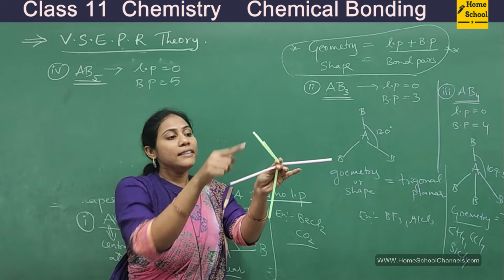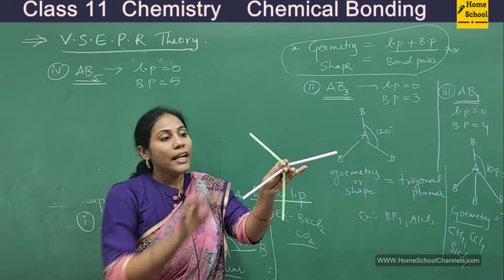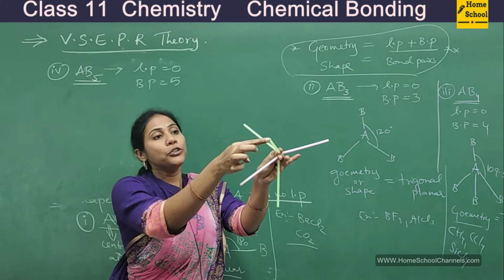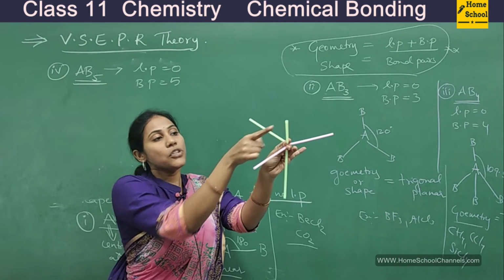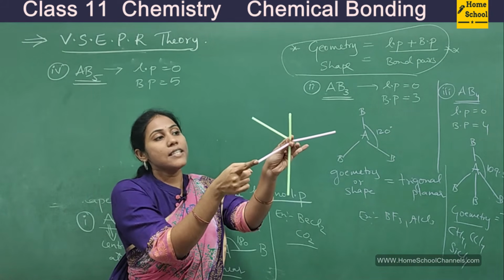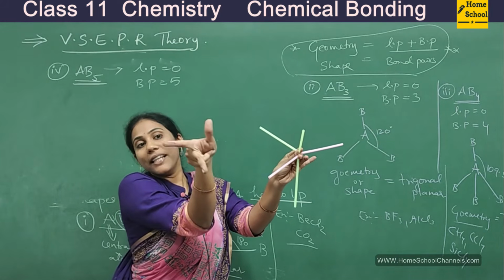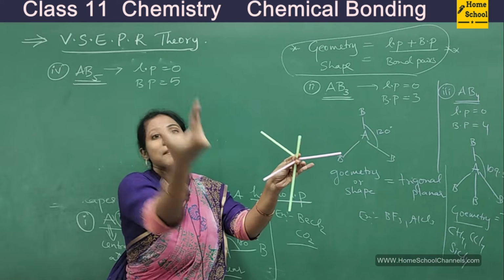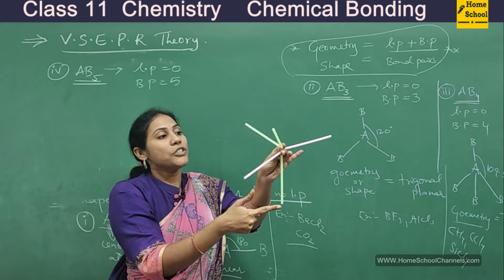If you join the 3 green straws, it makes a triangle. And you observe these 2 green straws and 1 pink straw. This is 1 green straw, this is 2nd green straw, and this is 1 pink straw. What shape does it have? Pyramidal, right? Something like this, pyramidal shape. This shape is called what? Pyramidal, right? So this is 1 pyramidal shape.